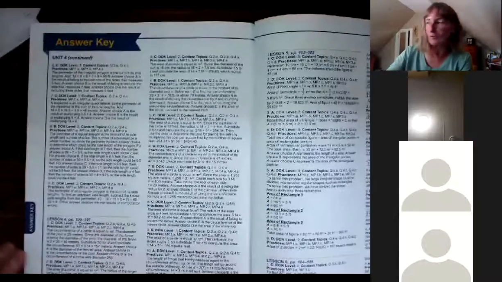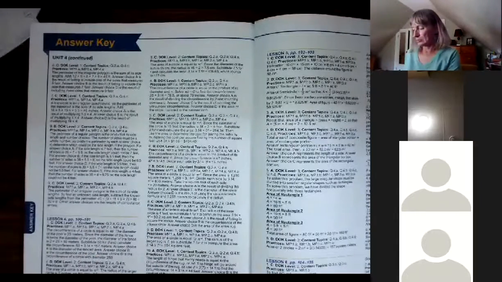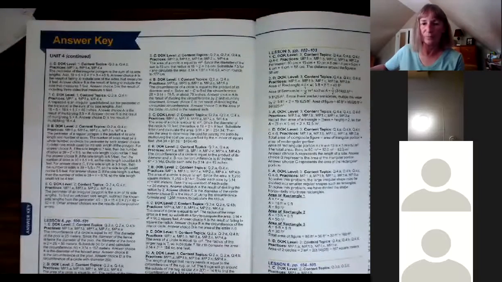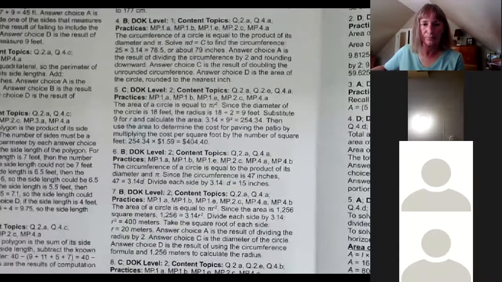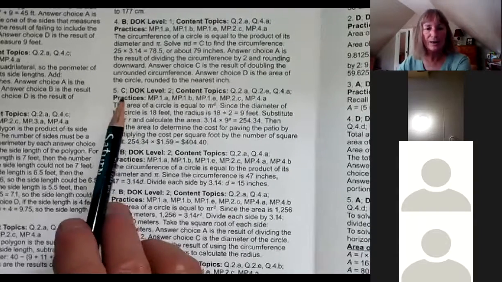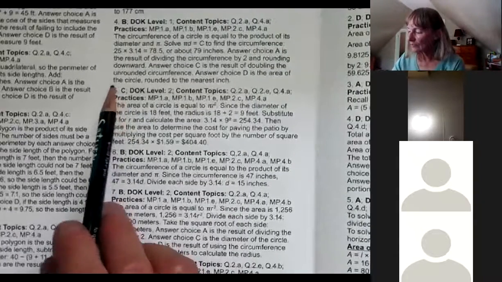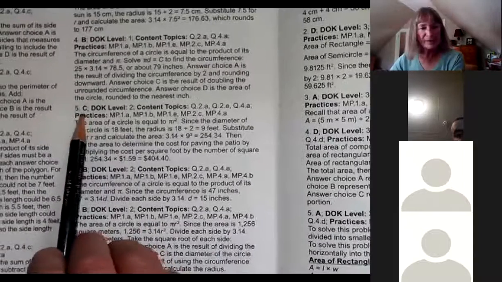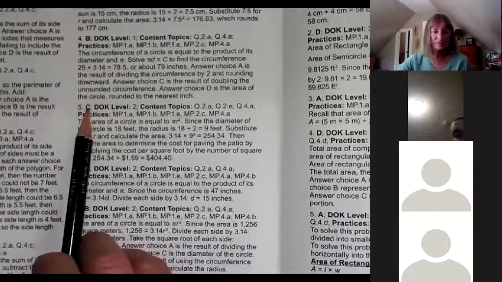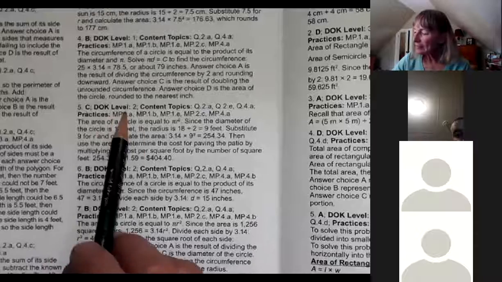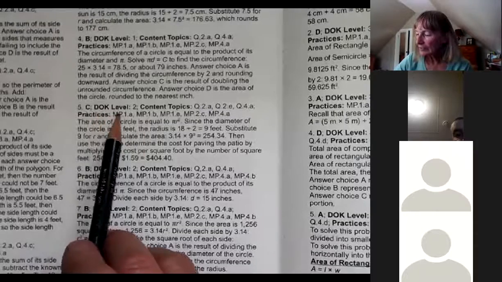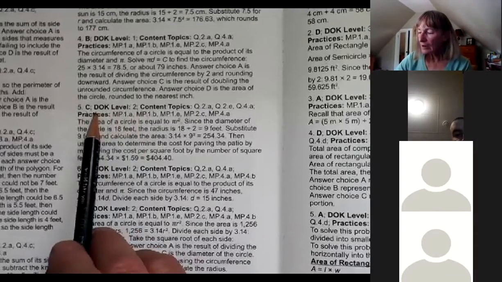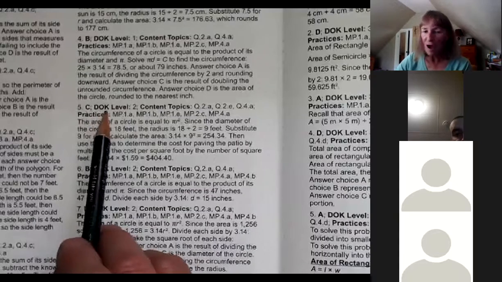So I just turned to a random page. And here's a random answer right here. This was question number 5 on page 100, and it says the answer is C. So that must have been a multiple choice question. But then it has this DOK level, and it says DOK level 2. DOK stands for depth of knowledge.